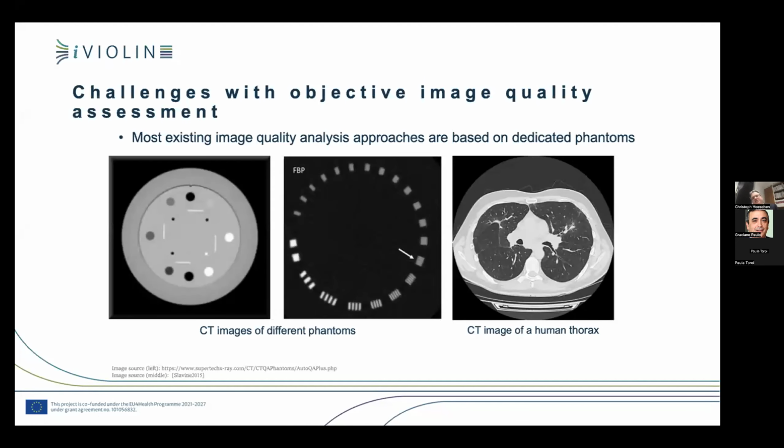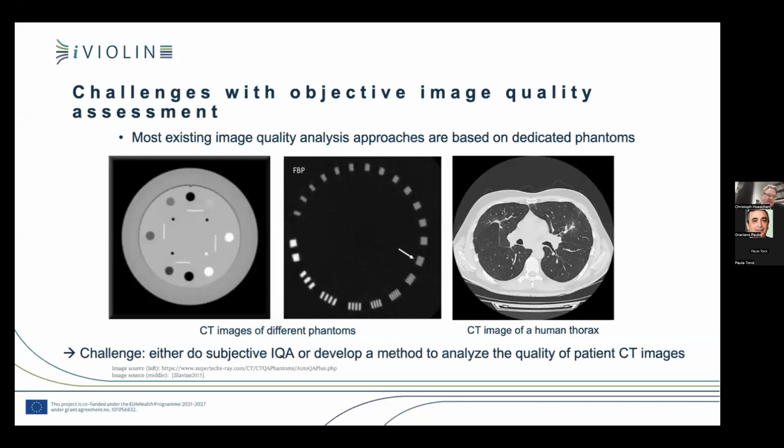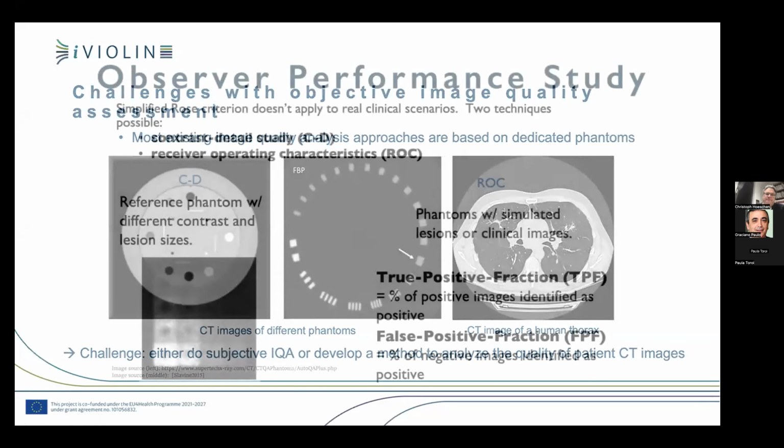So what are the challenges if we look for this objective image quality assessment? Most existing image quality analysis approaches are based on dedicated phantoms, as you see them here on the left and in the middle. And from that, you try to determine some certain parameters. But this is a CT image of a human thorax, and it's not quite similar, right? So the challenge is: either we can do subjective image quality assessment, or we develop a method to analyze the quality of patient CT images directly.